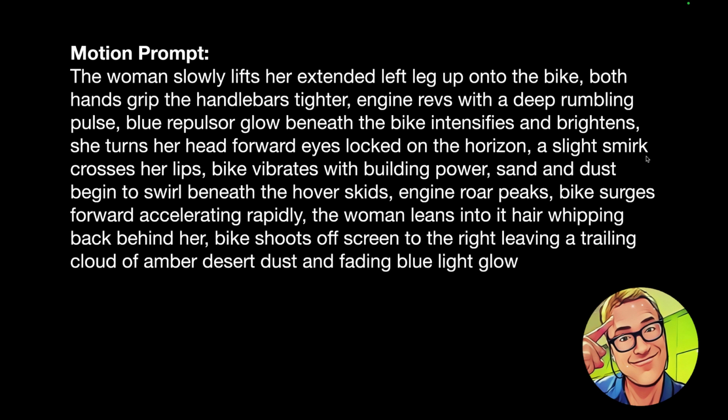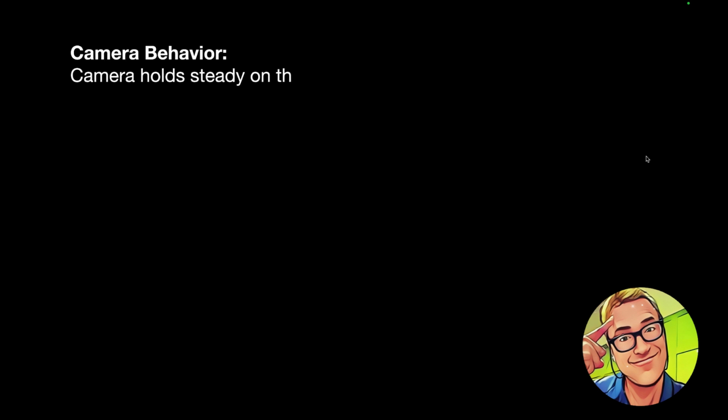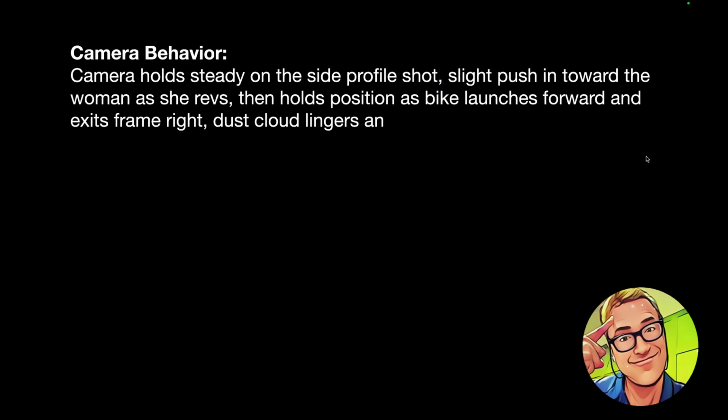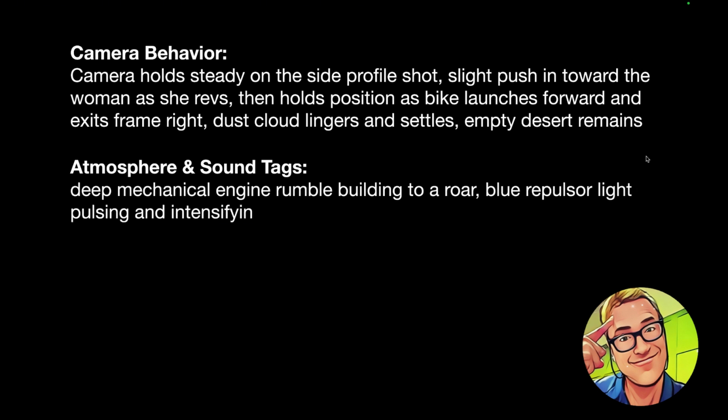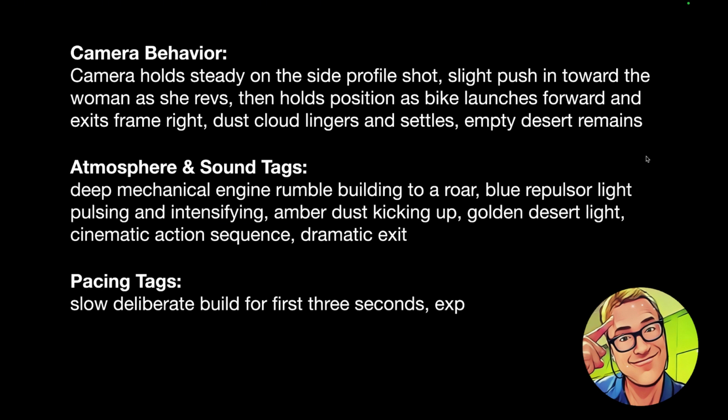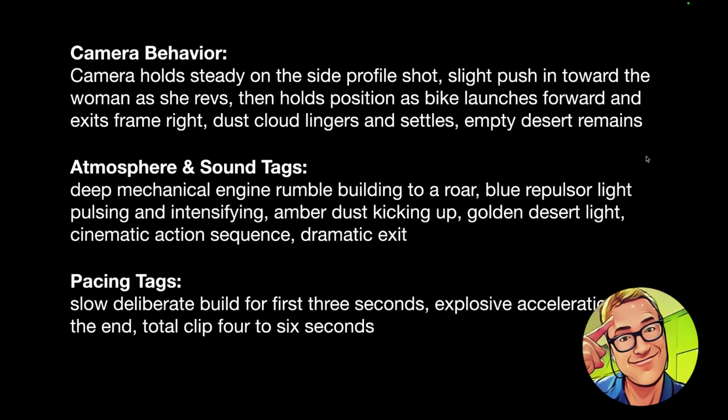And so yeah, the blue repulsors are going to glow. She's going to lean into the bike taking off as it shoots off the screen. Her hair is going to whip back behind her, and it takes all the physics of the shot into account. And then it also adds these camera behaviors. It says that it's holding steady. It talks about the way it should sound. The deep mechanical engine rumble is written in there, and then the pacing of the scene as well.